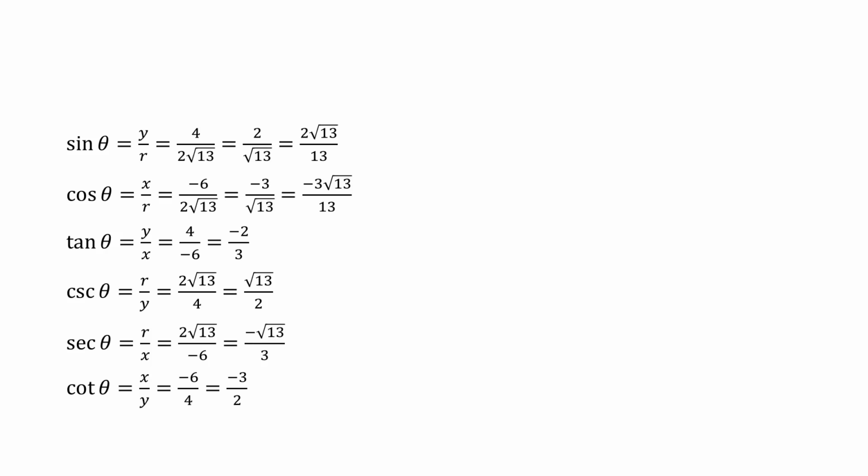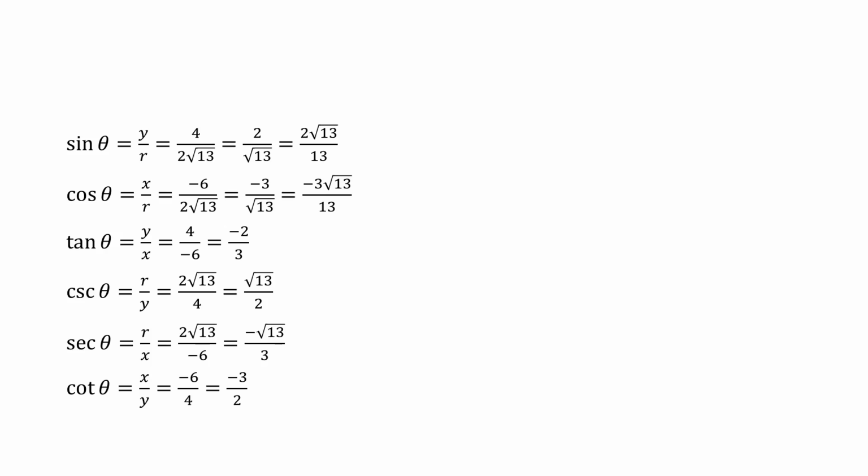y over r is 4 over 2 root 13. We can cancel the factors of 2, we get 2 over root 13. But we want to have rational denominators. Multiply top and bottom by root 13. The square root of 13 times the square root of 13 is 13, and 2 times the square root of 13 is 2 root 13.